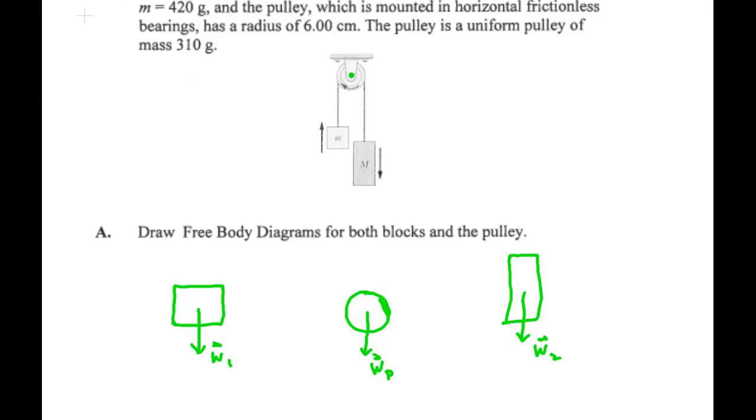I'll change color to make it easy to see that this one is P sub X, or you may want to call it A sub X. I like to call it P for pivot. That's its X component, and it has some Y component. And we don't know what those components are. Those are unknowns we'll have to find.